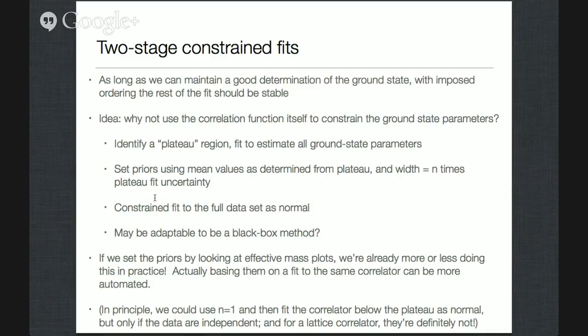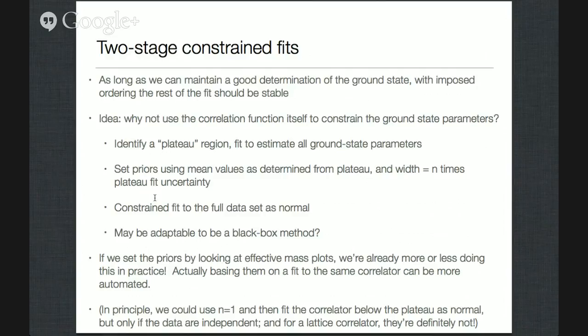I don't know at this point how to do this rigorously if the data are correlated, which they of course always are in a lattice correlation function. As long as you're only using this for numerical stability, you just set it to a multiple and you don't care. You're not really double counting anything because you're only using this to stabilize things, not to add statistical information.